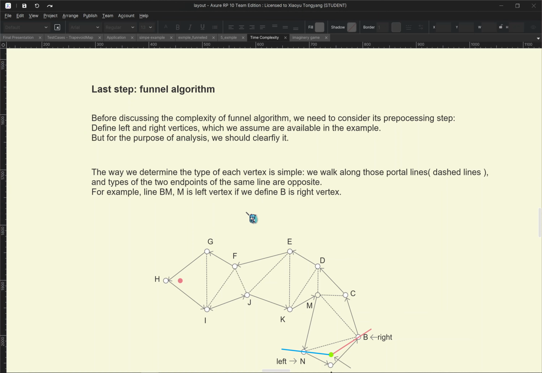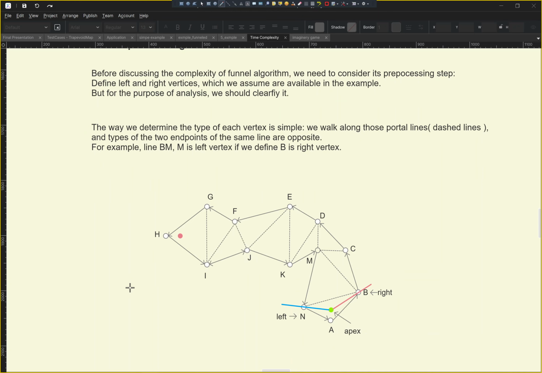Recall that in the previous example video, we talked about an example of the final algorithm, this one, and we soon had those left and right vertices. So we define vertices on this chain as left vertices, and vertices on this chain as right vertices. This information is given in advance, but for the purpose of discussing time complexity, we should clarify this.